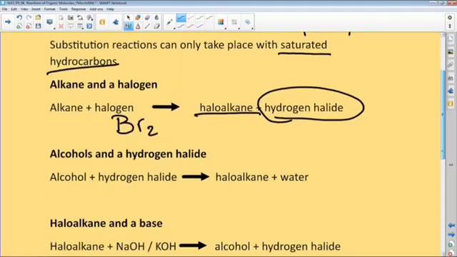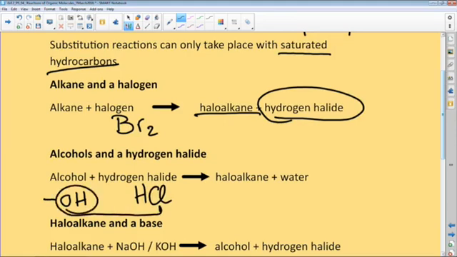If we take an alcohol and we add a hydrogen halide, we have the OH, and let's say this is hydrogen chloride for a change. What's going to happen here is the chlorine comes along and substitutes itself with the OH, the hydroxyl. That means this haloalkane will have the chlorine attached to it, and this OH bonds with that hydrogen, and that creates the water. So that's where we get the water from.